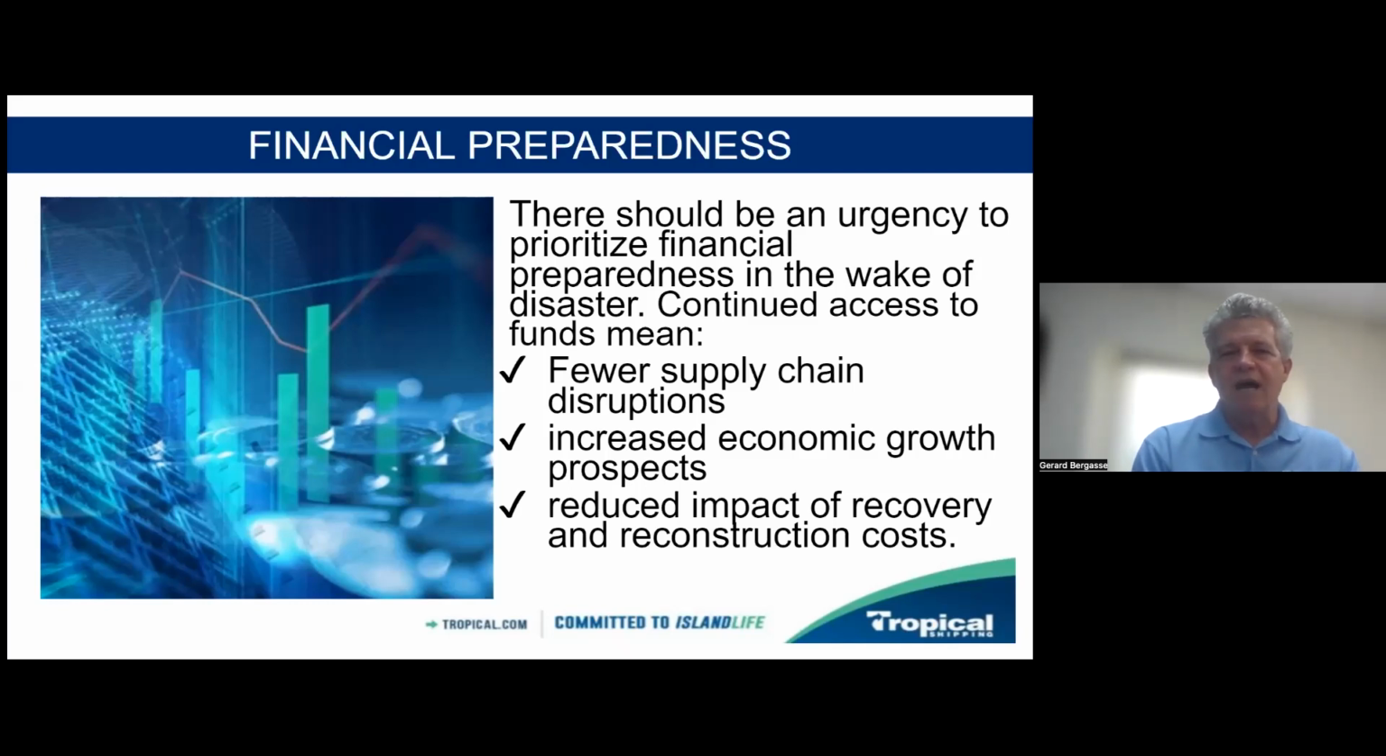If you cannot pay your staff and if they cannot provide for their families, they won't come to work, which means your business won't recover. You need to be able to pay your suppliers, including tropical shipping and freight, and government payments: customs, ports, ministries, etc. So this is just one aspect. There are many other things with financial preparedness, but this idea of investing in a resilient platform to allow you to make payments and receive payments. Next slide.